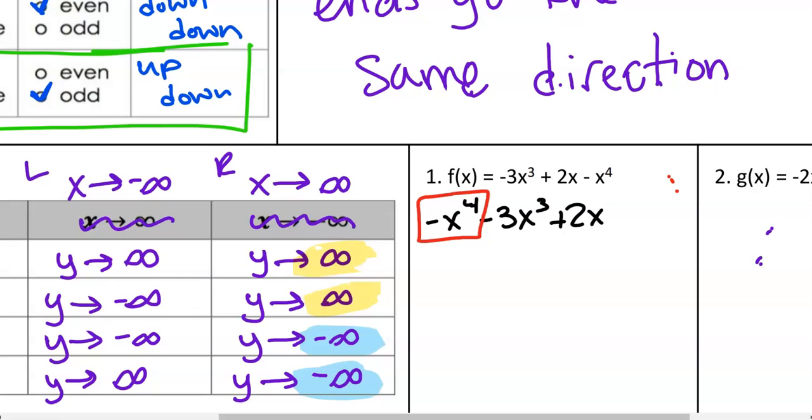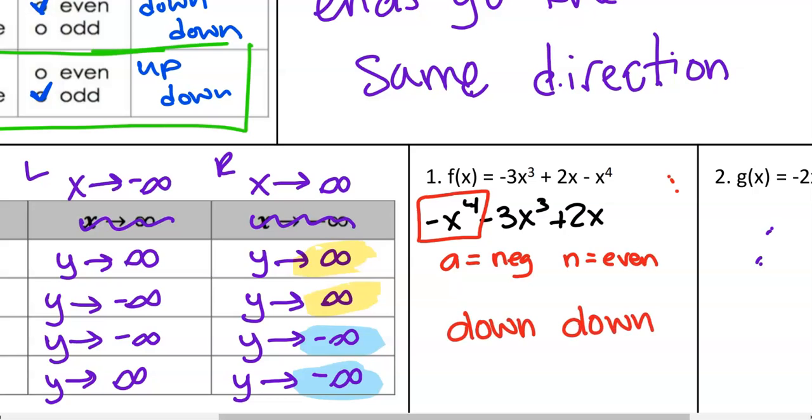My a value, is it positive or negative? A is negative, and my n, or my exponent, it's a 4, which is an even number, right? So what do we know about my ends? They are both going down. So this is a down, down. So my y's are going to negative infinity on both sides.